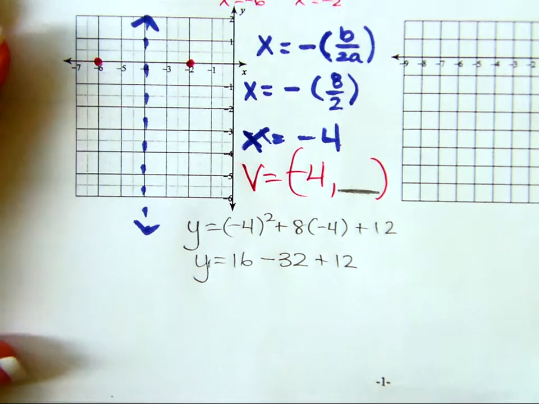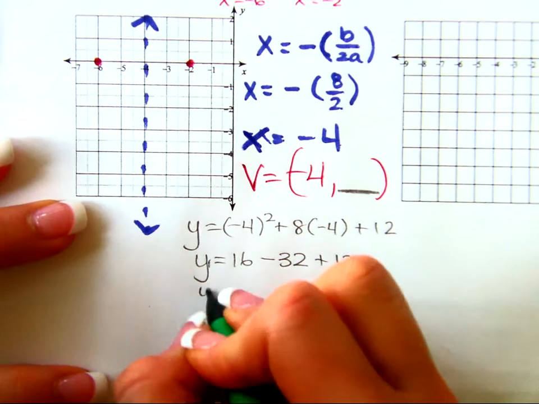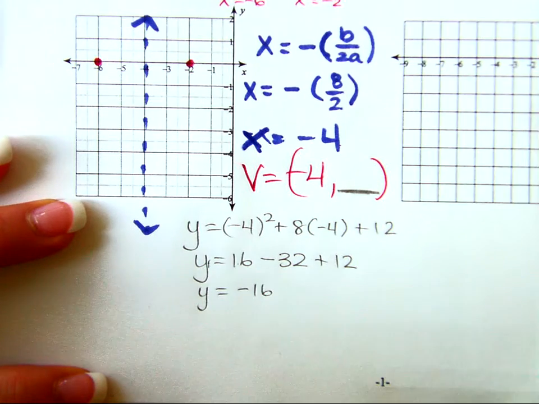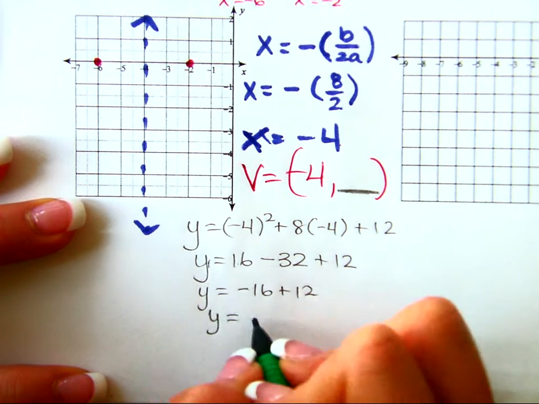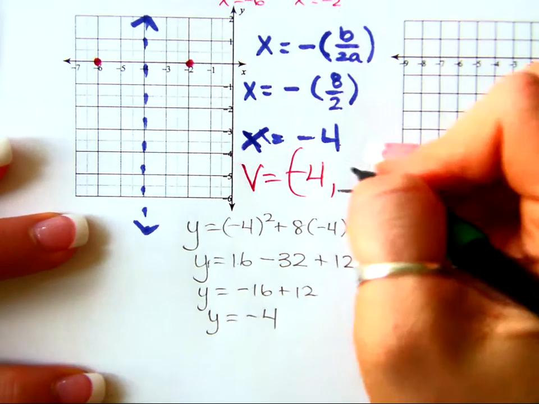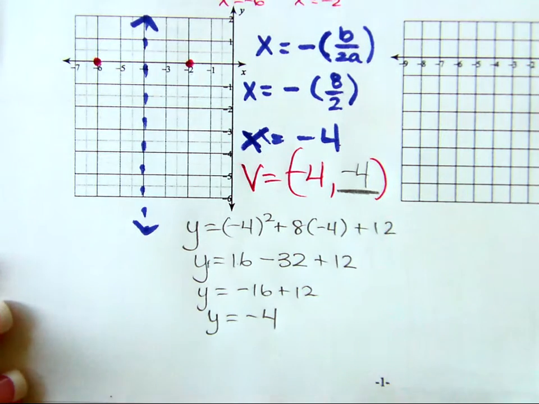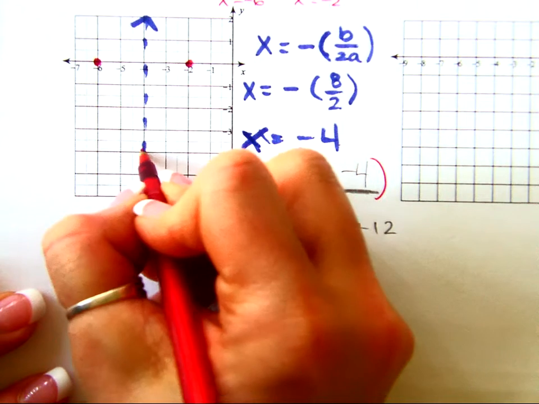And I know at this point, most of these things you'll be able to do in your head. You'll be able to look at that and say 16 plus negative 32 is negative 16. Negative 16 plus positive 12 is negative 4. So when my x was negative 4, my y also happened to be, it's a coincidence, it's not going to happen every time, my y also happened to be negative 4. So then I know my vertex.